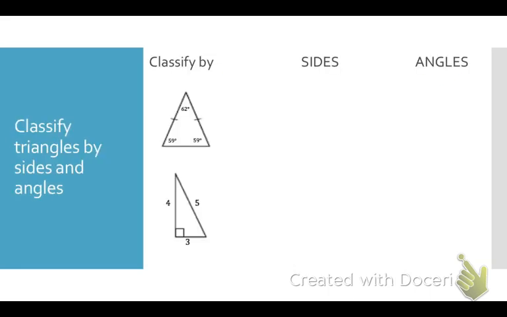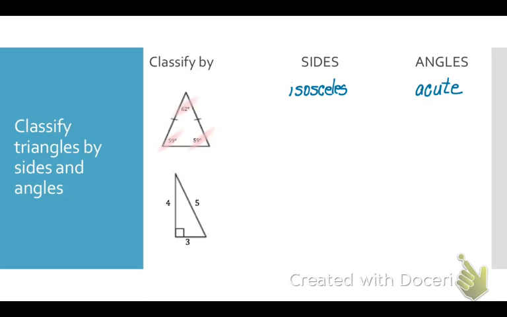Now, let's put some of this to use. Let's classify triangles by sides and angles. Looking at our first example, we're going to do sides first. Two of our sides are congruent, therefore it's an isosceles triangle. Now, looking at our angles, we see that all three angles are less than 90 degrees, so this is an acute triangle. It's an acute isosceles triangle.